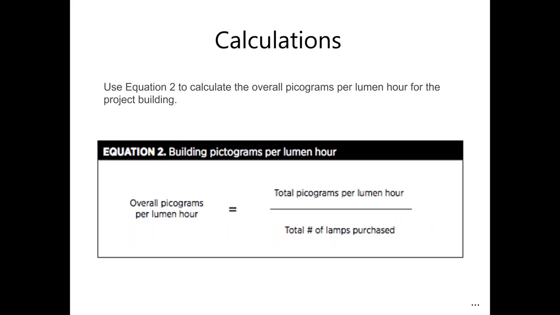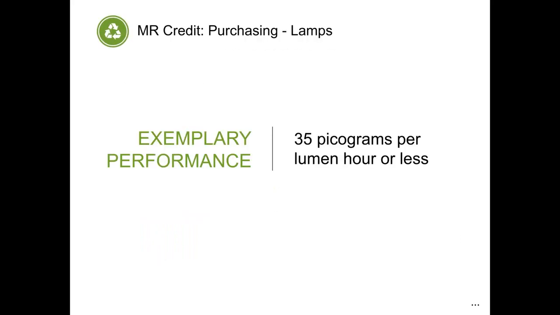Second calculation is to calculate the overall picograms per lumen hour for the whole building. And this is total picograms per lumen hour divided by the total number of lamps purchased. Exemplary performance for this credit is at 35 picograms per lumen hour or less. So for the meat of the credit, we were looking at a 70 picogram per lumen hour or less threshold. For exemplary performance, you're going lower, you're going to 35.